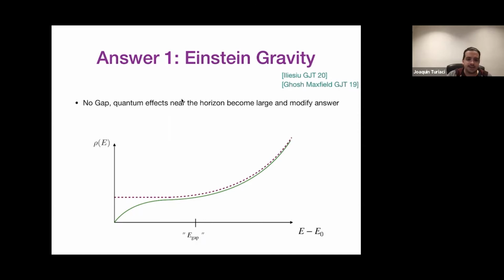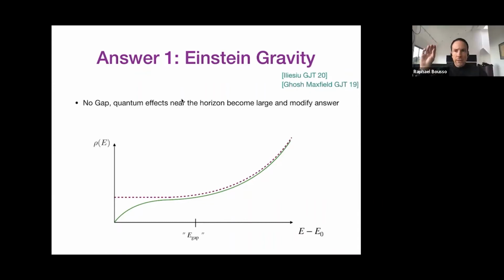Now here I say there is no gap, but of course I'm working in an approximation where I'm neglecting tiny exponentially small gaps from the discreteness of the spectrum. Here I'm looking at whether there is a gap that is bigger than that naive e to the minus S.